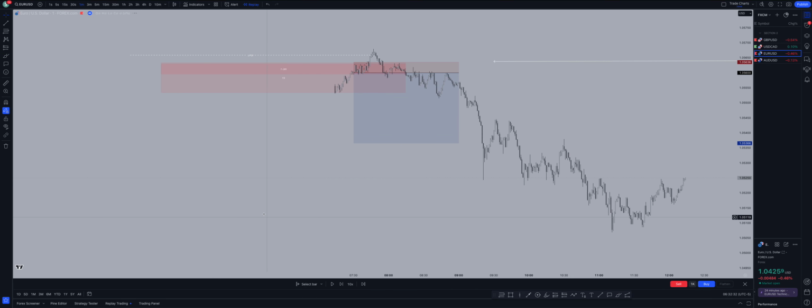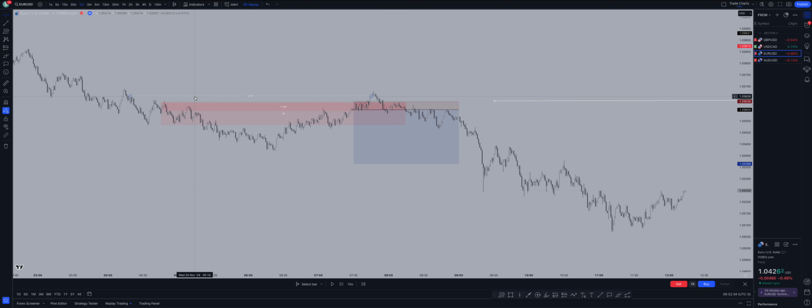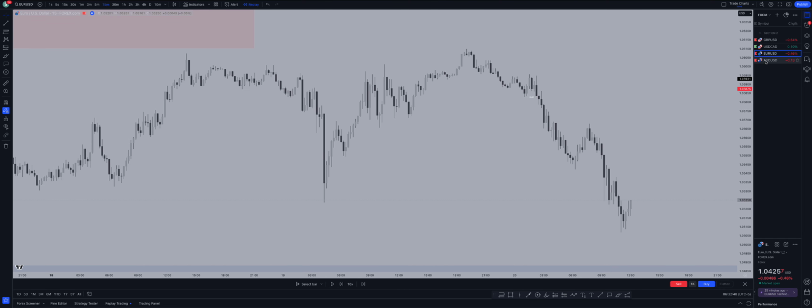So I took a 3A entry there. My last point of inducement was right here, respectively, right? Obviously, this wouldn't have given me the R. I waited and I entered there, and I got stopped out. So now we know that's not a pullback.